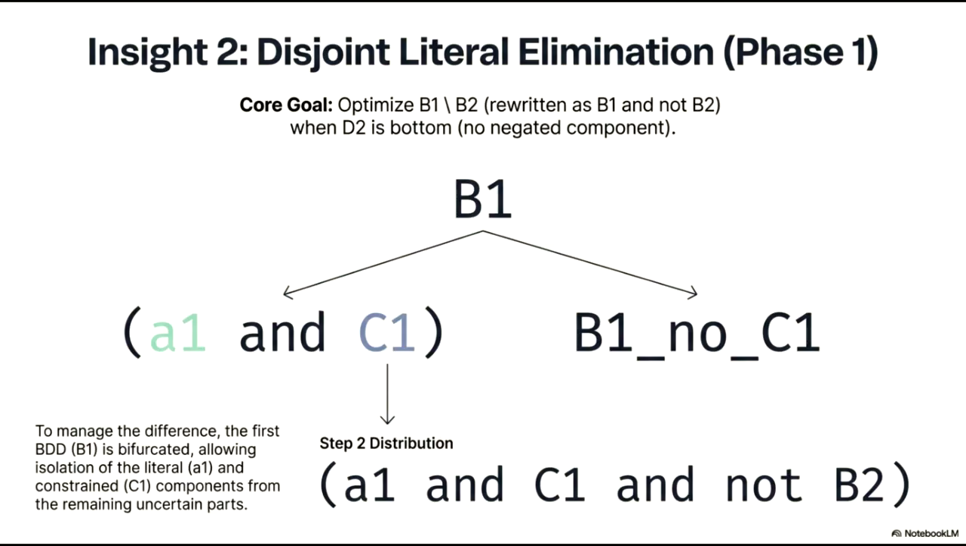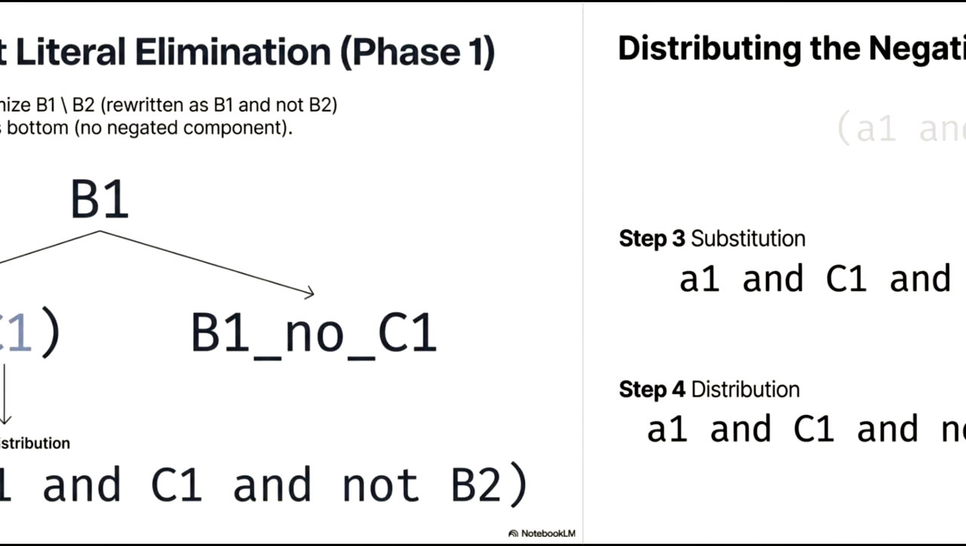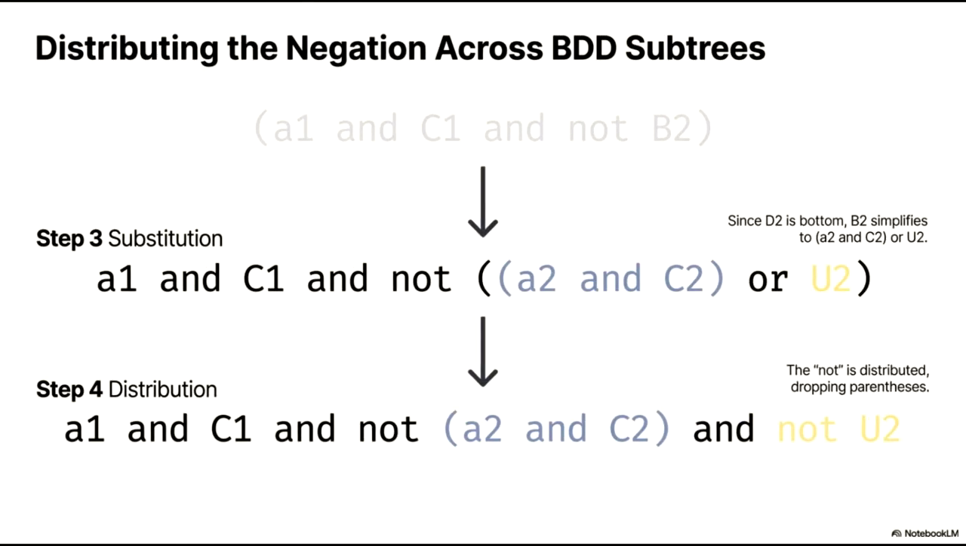Following this isolation, we proceed to step 2, distribution. Here, the expression is expanded to include the negated B2 term, resulting in A1 and C1 and not B2. This targeted approach enables more efficient processing of the logical difference within the BDD structure. Moving forward with the process of distributing negation across BDD subtrees, we begin with step 3, substitution. Starting from our initial expression, A1 and C1 and not B2, we substitute B2 with its expanded definition. Since D2 is the bottom node, B2 simplifies to the expression A2 and C2 or U2.